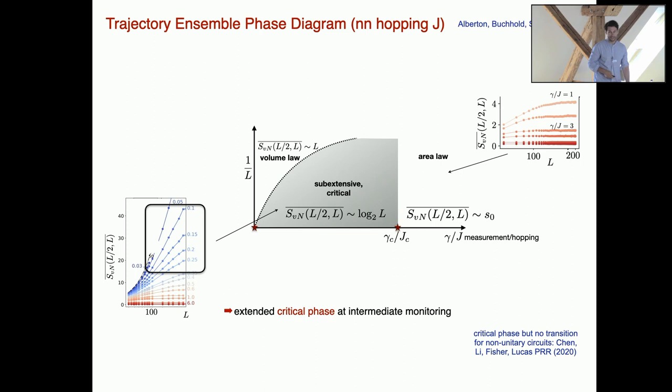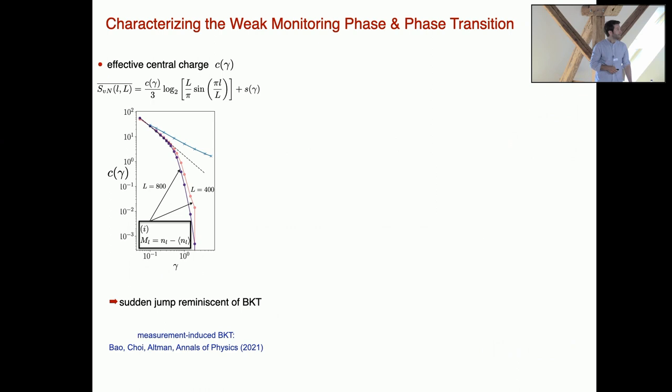And then there is also a phase transition in this problem, which goes into an area law phase. Now the observables, quote unquote, for this transition are obtained as this. You can, for example, fit this formula here for the scaling of the entanglement entropy taken from the literature on conformal field theories and track the change of this gamma central charge, effective central charge parameter. This does an abrupt jump at some fixed gamma, 0.42 something, which is kind of reminiscent already of a BKT transition, and we'll see this relation later on.